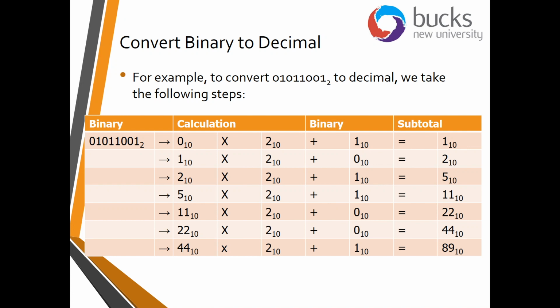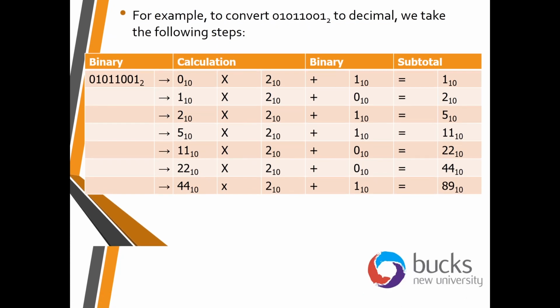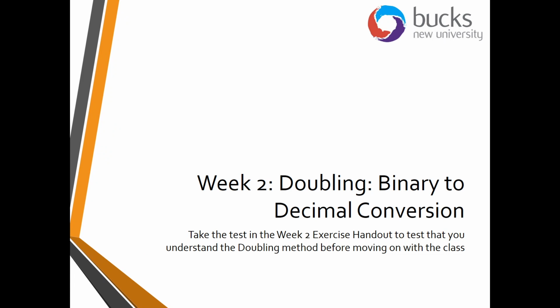So in the conversion of this binary, by keeping track of the subtotal from the first digit on the left, the most significant bit, to the last, the least significant bit, adding them in as we go, we got a conversion of 89. In our exercise sheet, we have an example of this, and we also have some questions for you. I'll do them with you here to allow you to try this method out and become familiar with the doubling method.